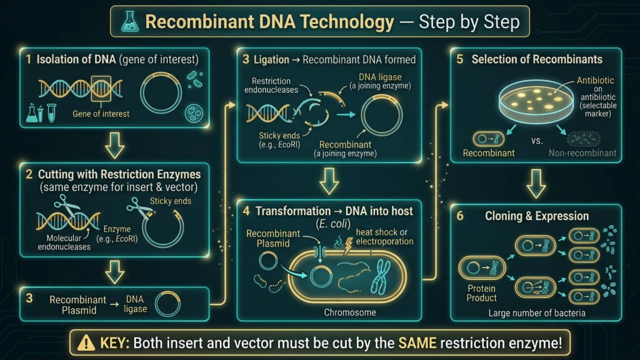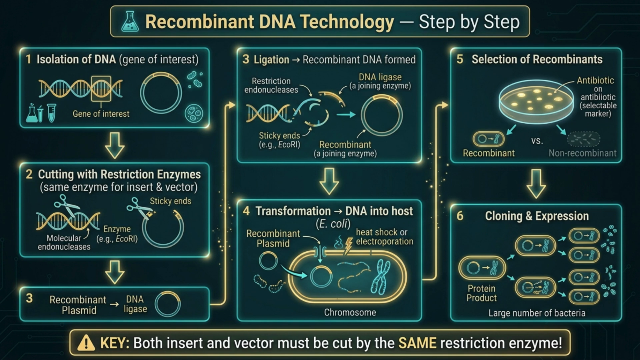Here is the core process, rDNA technology. Step 1, isolate the gene of interest. Step 2, cut both the gene and the vector using the same restriction enzyme. This is critical because compatible sticky ends must be formed. Step 3, ligate them with DNA ligase, forming recombinant DNA.